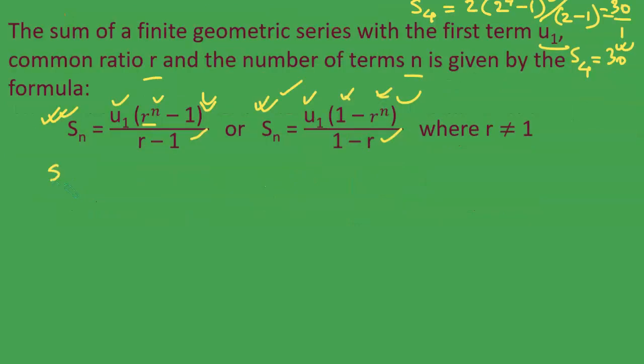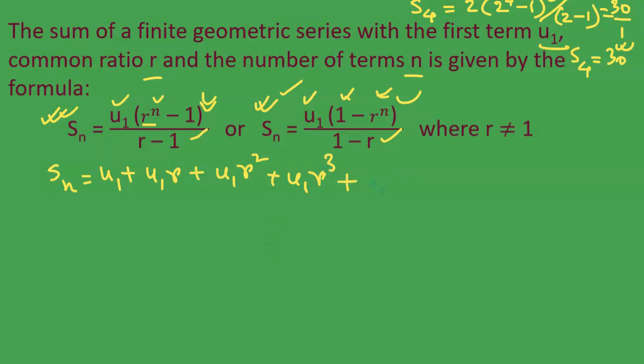We write Sn. Sn is equal to the sum total of the first n numbers of the finite geometric series, which is having the first term as U1. So we start with U1. What is the second term? The common ratio is R, therefore the second term will be U1 times R. Third term, U1 times R square. Fourth term, U1 times R to the power of 3.